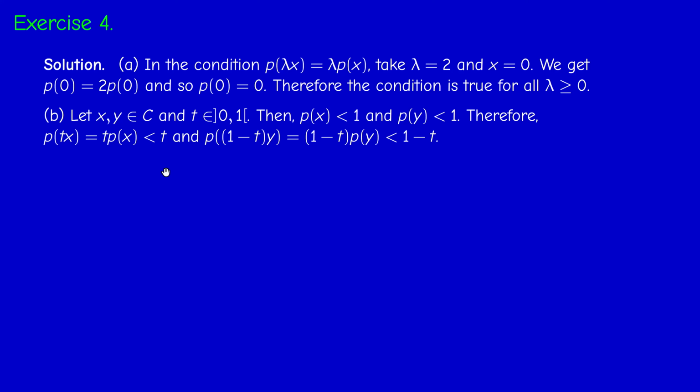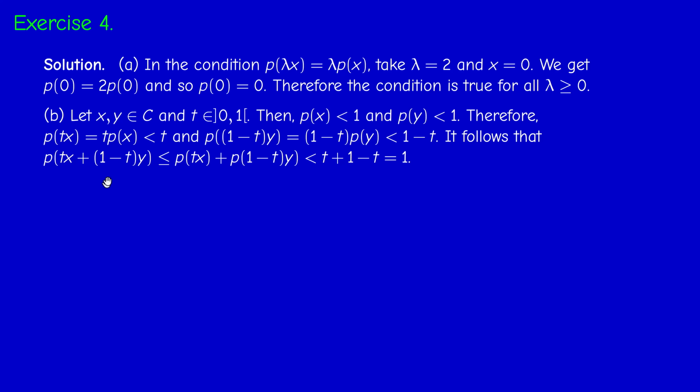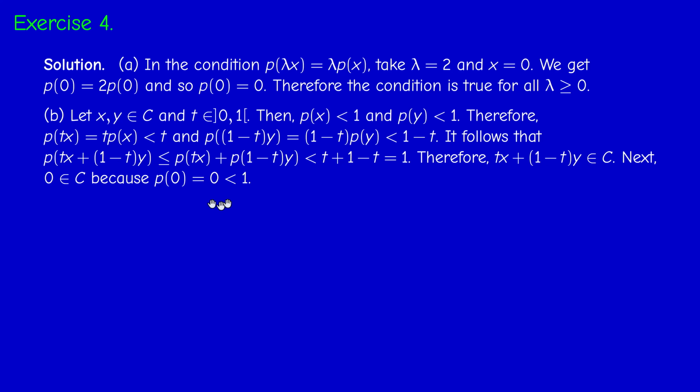So if I add the two, first I apply the triangle inequality. P of the convex combination is less than P(TX) plus P((1 minus T)Y). But P of TX is less than T, and this is less than 1 minus T, so the sum is less than 1. Therefore, according to the definition of C, TX plus (1 minus T)Y belongs to C. So C is convex. Now, next thing. 0 belongs to C because simply P of 0 equals 0, so it's less than 1, so 0 belongs to C.